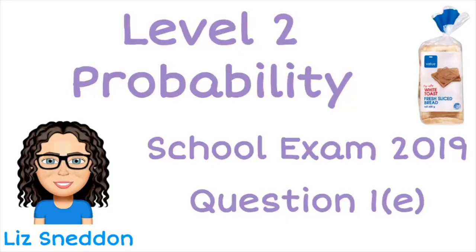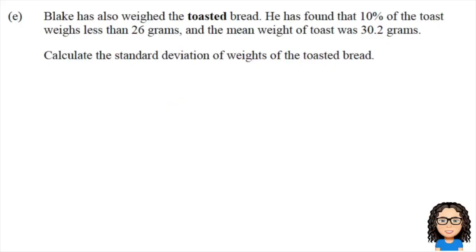My name's Liz Sneddon. Let's have a look at our Level 2 Probability exam from 2019 and let's look at question 1E. So here we go. Blake has weighed the toasted bread and he's found that 10% of the toasted bread weighs less than 26 grams and the mean weight is 30.2 grams. And we need to find the standard deviation.